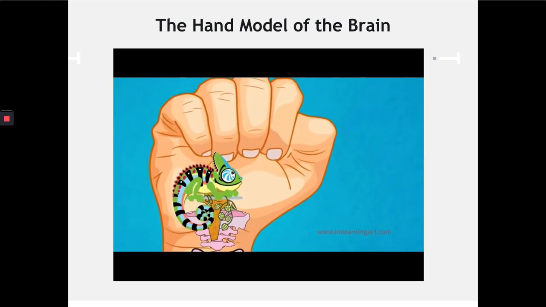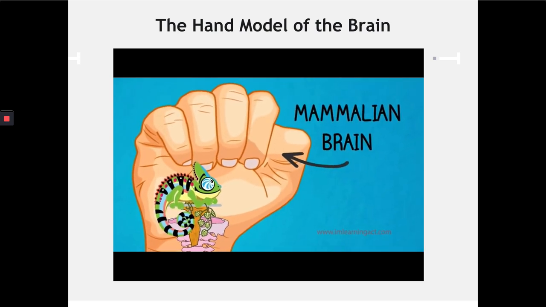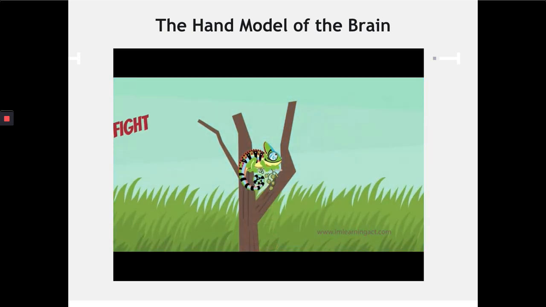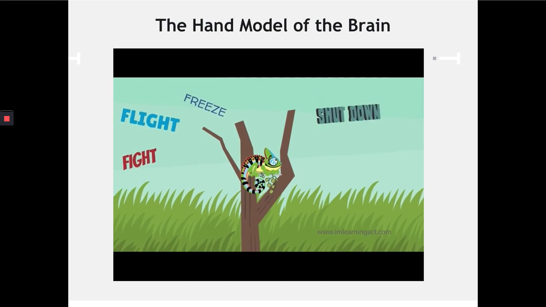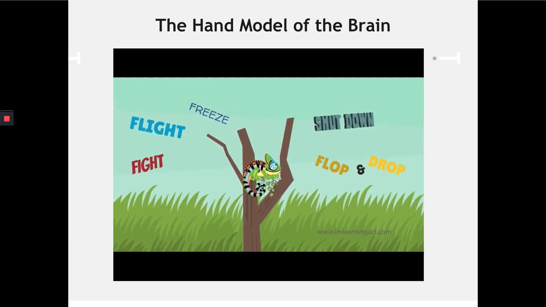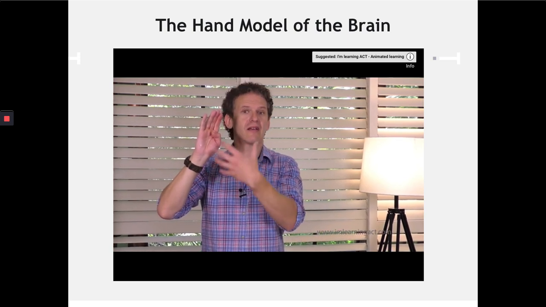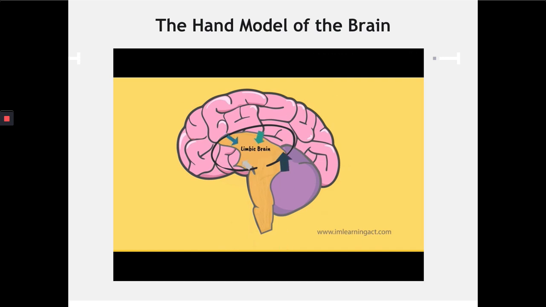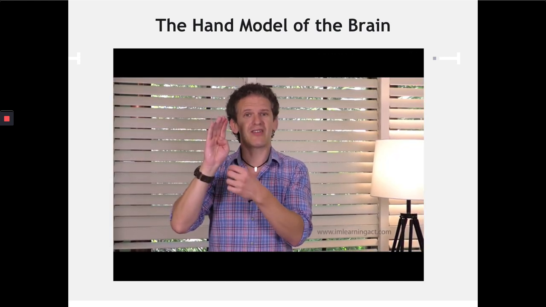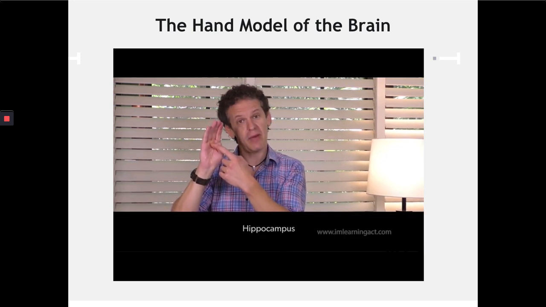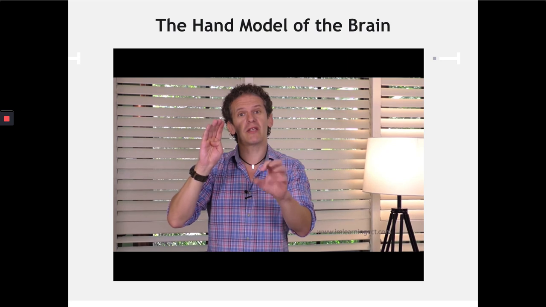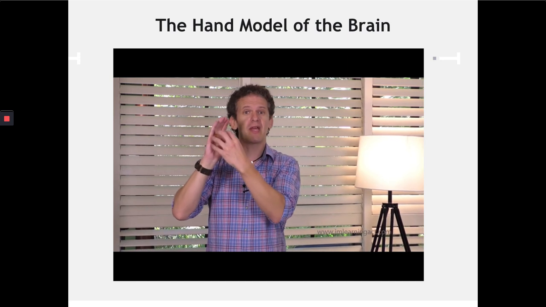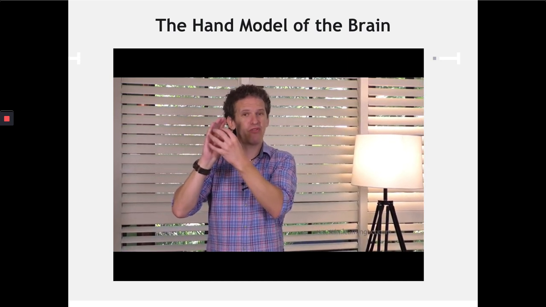Now, above the reptile brain is the mammalian brain, often called the limbic brain or the emotional brain. Reptiles have the fight or flight response, or the freeze, shut down, flop and drop response, but they don't really have anything even remotely close to the complex emotional states that we see in mammals. The limbic brain has many different parts, but two in particular that we'll be looking at in this course are the amygdala and the hippocampus. Don't worry about memorizing those terms for now, we will revisit them later. This is the middle brain, the limbic brain, the mammalian brain, basically responsible for emotions.